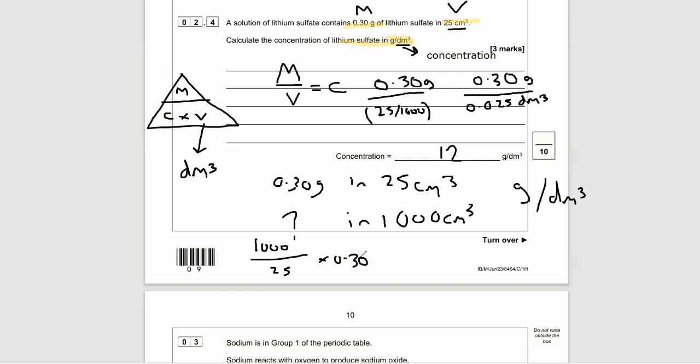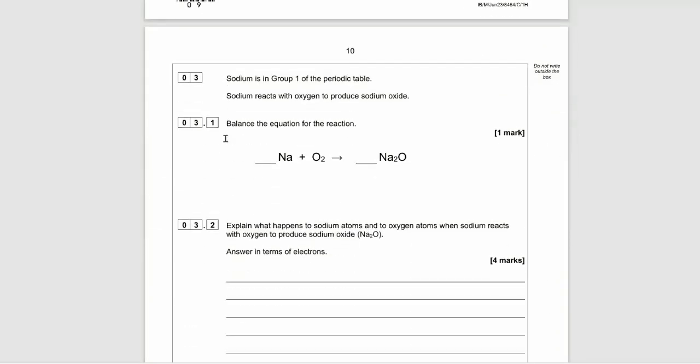So some people might be more comfortable with that. Personally, I'd use the triangle, it works every time, but some people prefer the mental maths way of doing it. There we go. Let's roll.